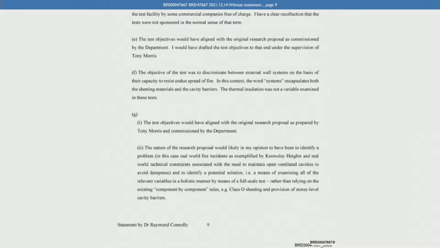Now, does all of that I've just read to you accord with your understanding of the focus and aim of Dr. Connelly's work? I can understand what he's saying there. And if that's his account of the aim of the work, then I have no reason to dispute that.